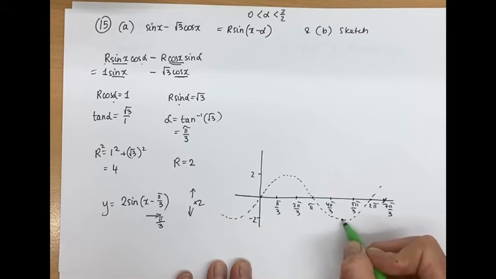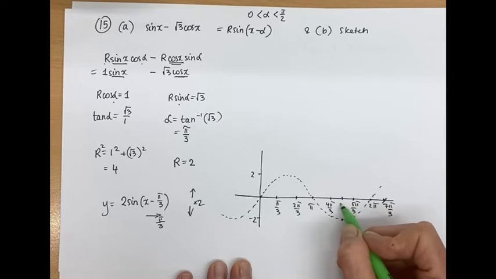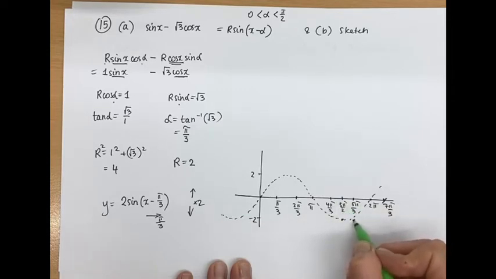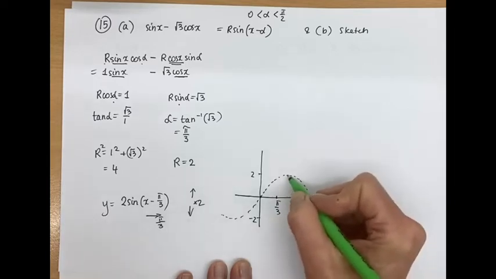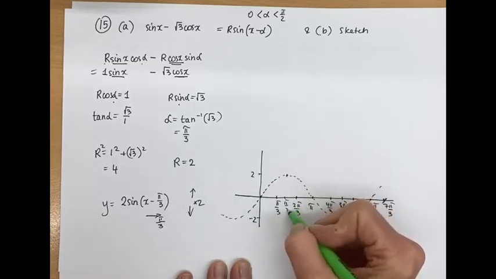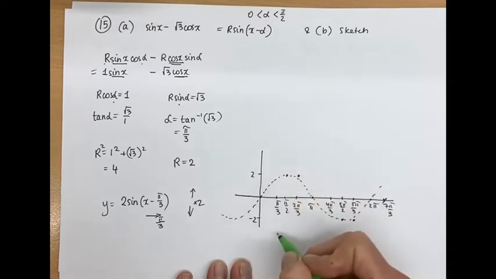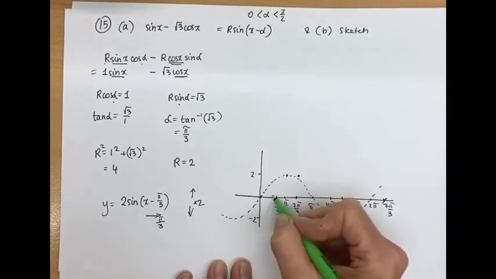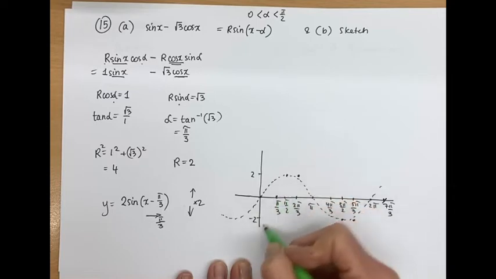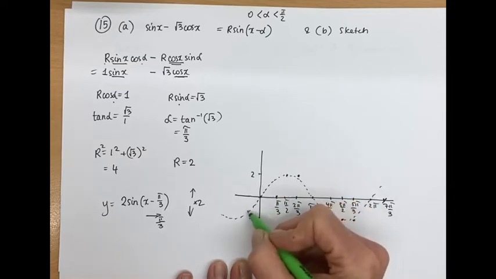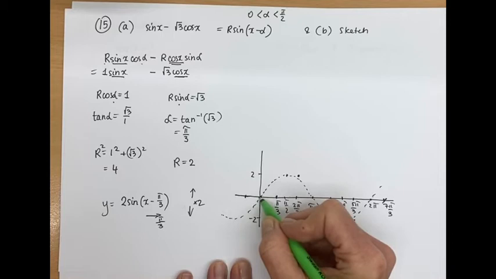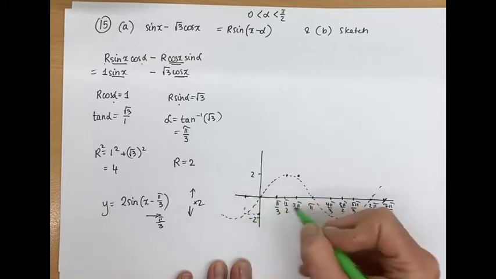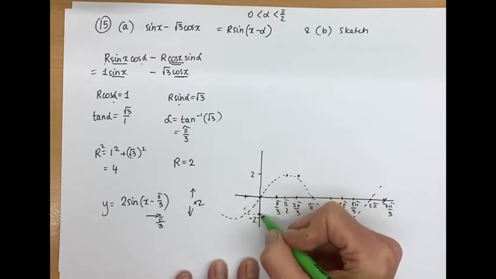This point, which is actually at 3 pi over 2, is going to be shifted over here at 5 pi over 3. And this, which is at pi over 2, will be shifted to 2 pi over 3. And then over here, we're going to move to pi over 3. So this point here, which was at pi over 3, will move onto the origin here, so the y-axis. There you go.